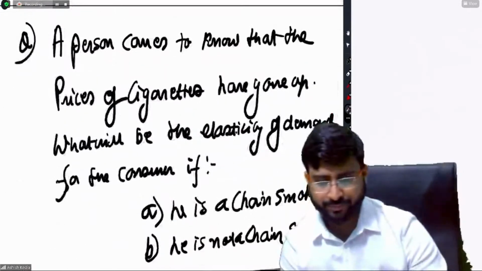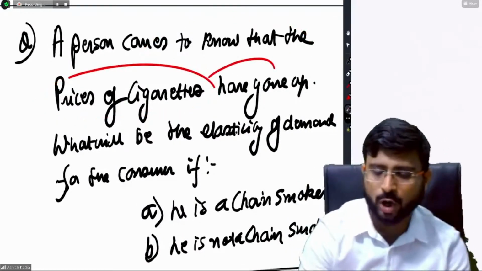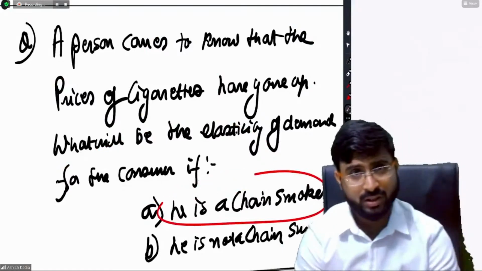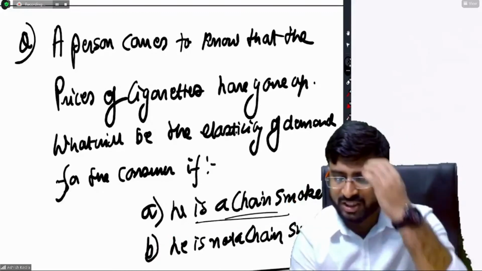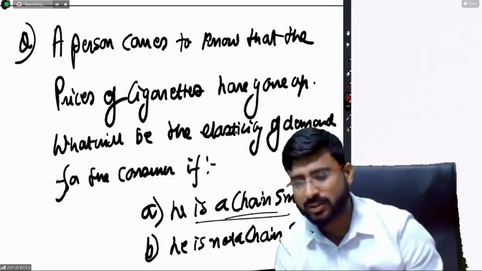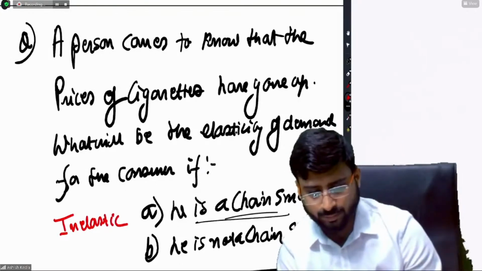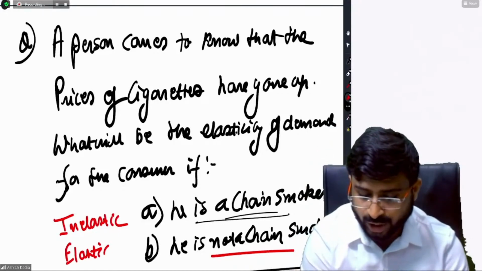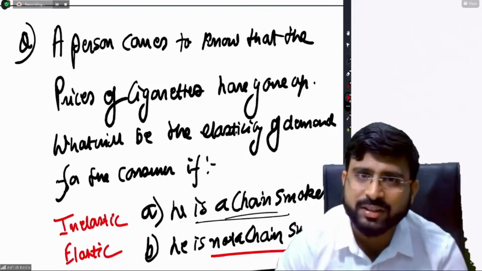Let me ask you a question. A person comes to know that the price of cigarettes has gone up. What will be the elasticity of demand for the consumer? If he is a chain smoker, that is, he has a habit of smoking, he will not be affected by a change in the price of cigarettes. He will still smoke. So the demand is going to be inelastic in that scenario. But suppose he is not a chain smoker, then he might reduce his consumption of cigarettes due to the rising price, and demand will be elastic. Right, everyone?